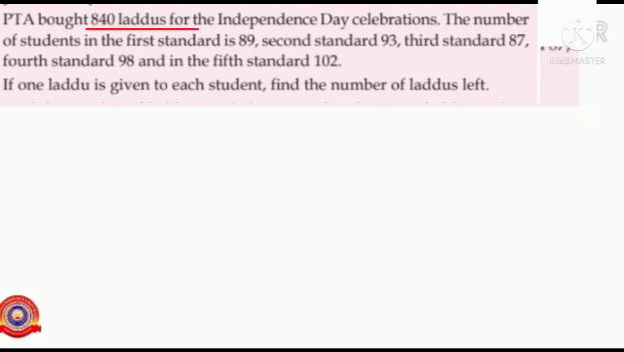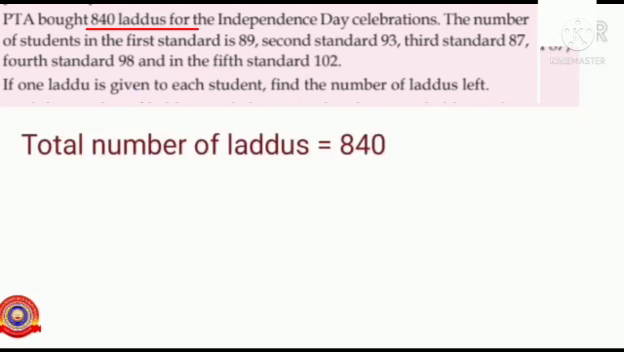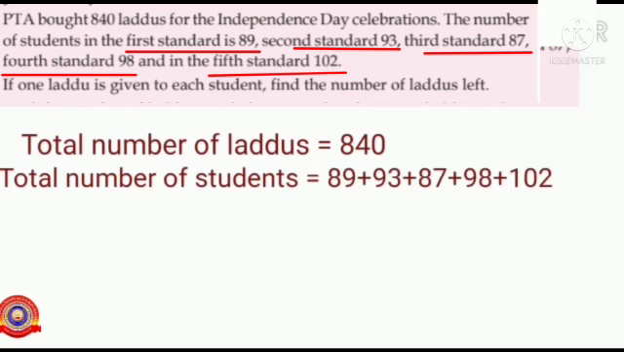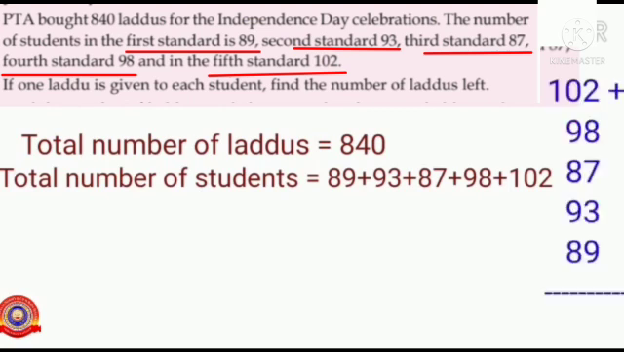How many laddus are there in total? Yes, total number of laddus equals 840. Next, we have to find out the total number of students. For that, we have to add the number of students in the first standard, second standard, third standard, fourth standard and in the fifth standard. That is 102 plus 98 plus 87 plus 93 plus 89.